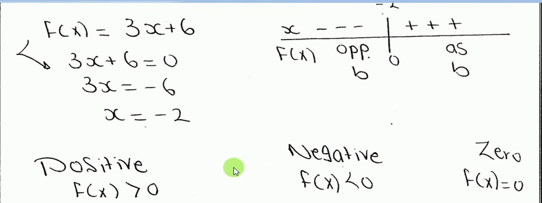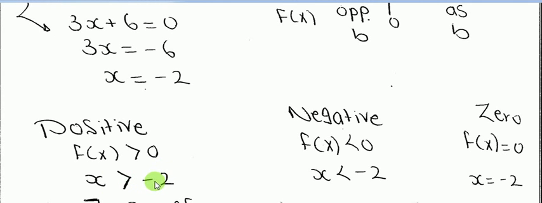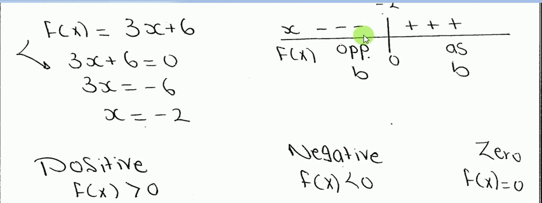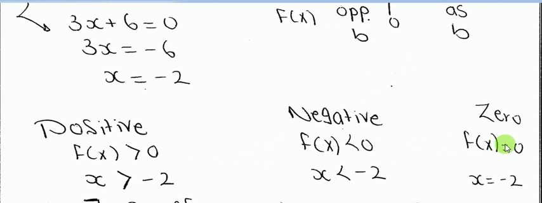So the sign will be: y is positive. When will y be positive? When x is greater than negative 2. And y is negative. When is y negative? When x is smaller than negative 2. And y will be 0 when x equals negative 2.